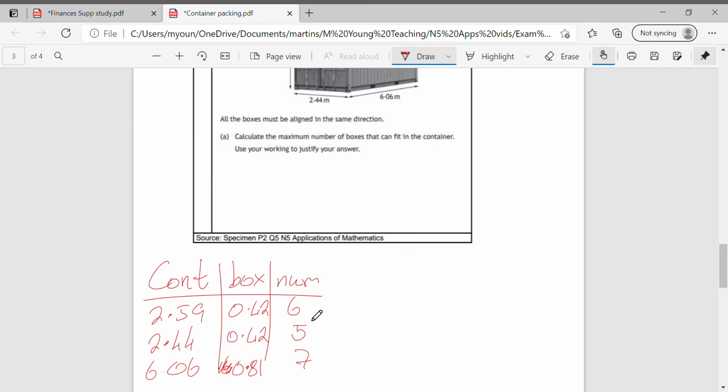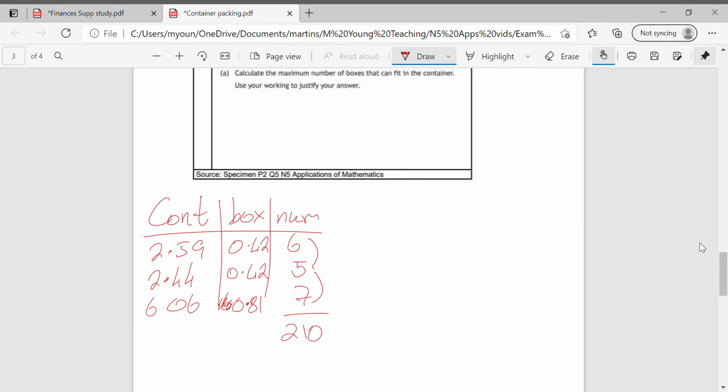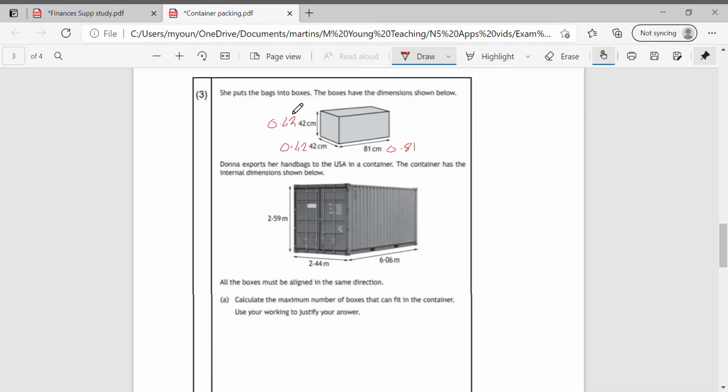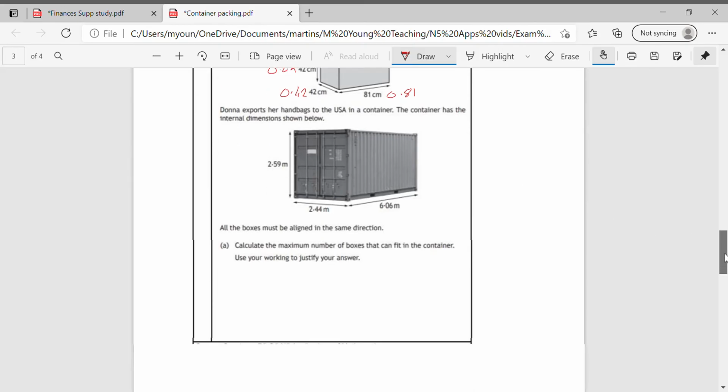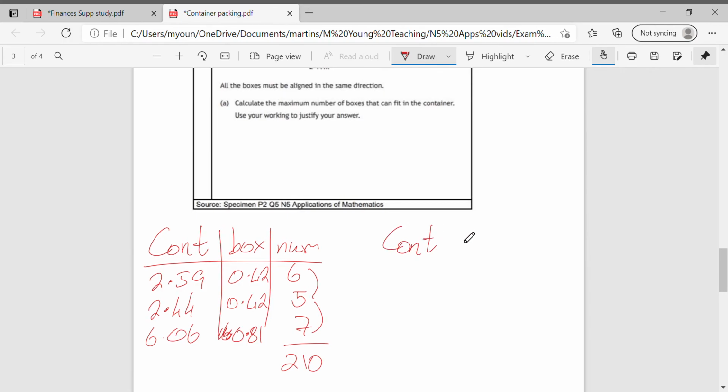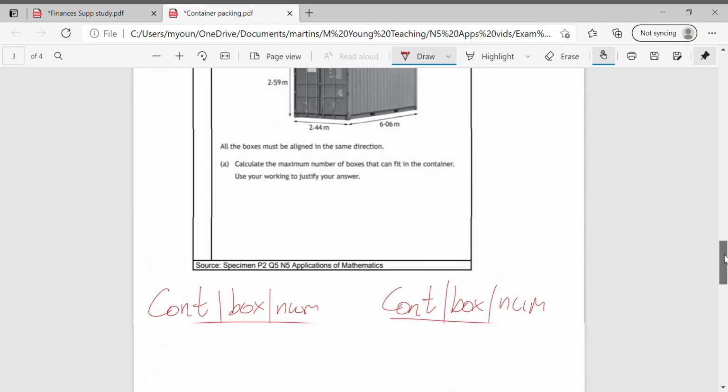So multiply this together: 6 times 5 times 7. That's giving me 210 boxes. Okay. Next way I could do it, well, I could rotate this box round so that the 0.81 is now the length that's corresponding to the 2.44. Alright, so do another one. That's probably the most challenging part about these questions, trying to visualise you changing the way that the boxes are stacked.